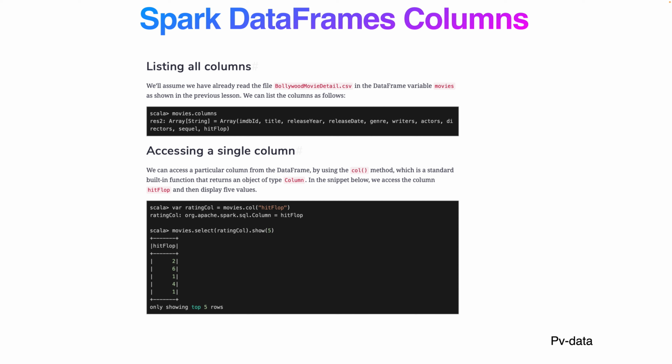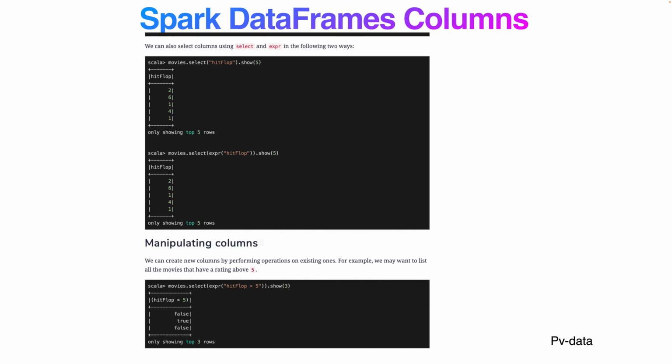We can access a particular column from the data frame by using the col method, which is a standard built-in function that returns an object of type Column. In the snippet below we access the column hit or flop. So we access the column movie.col with the column name, and it will give the column. Then movie.select with the column variable will show the values.